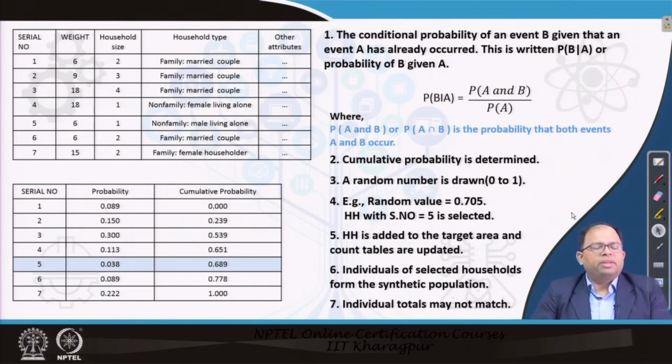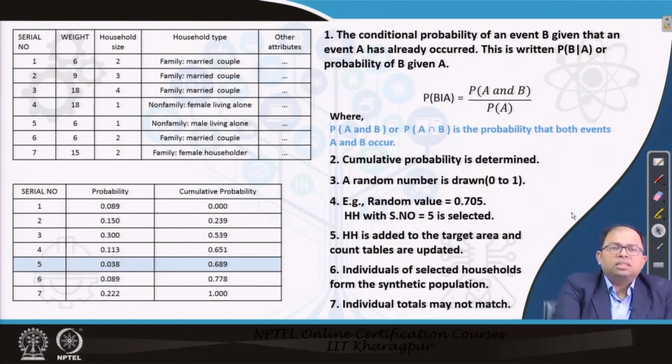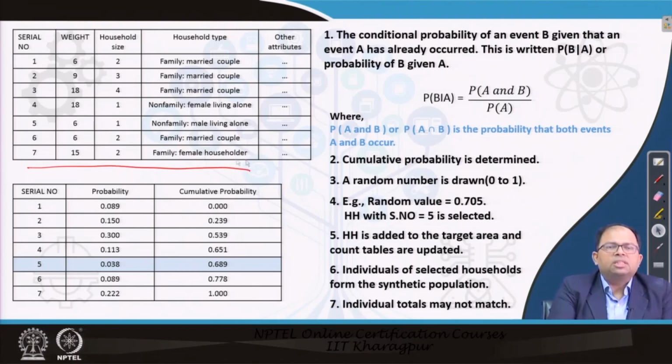So in this example, we can see that this is a sparse list structure. This table over here is a sparse list structure where we have different household types: family with married couple, then non-family with female living alone, non-family with male living alone, then again family with married couple.